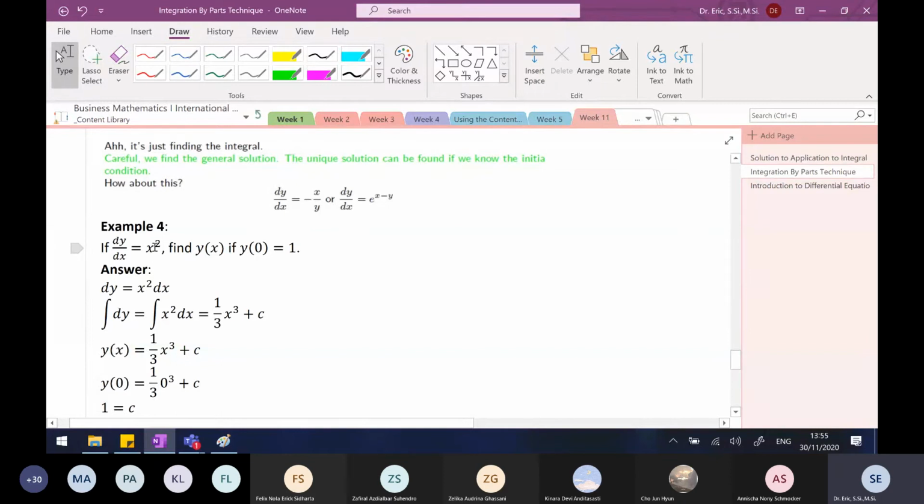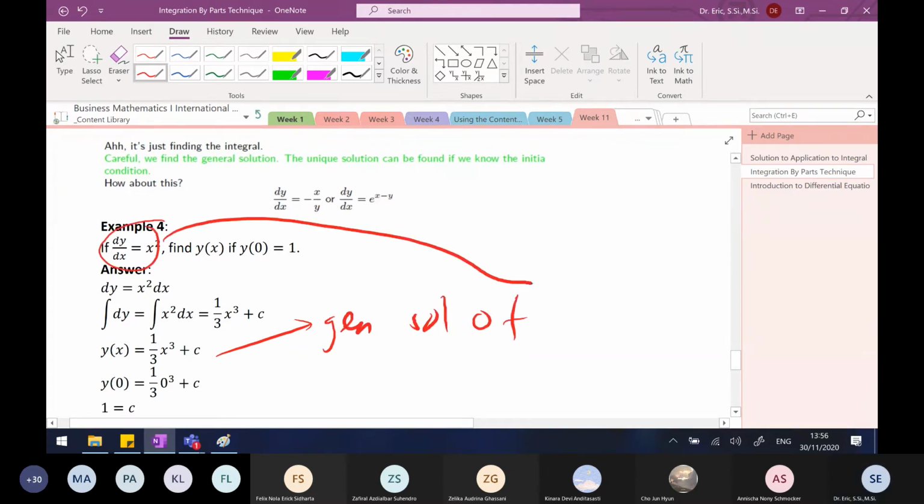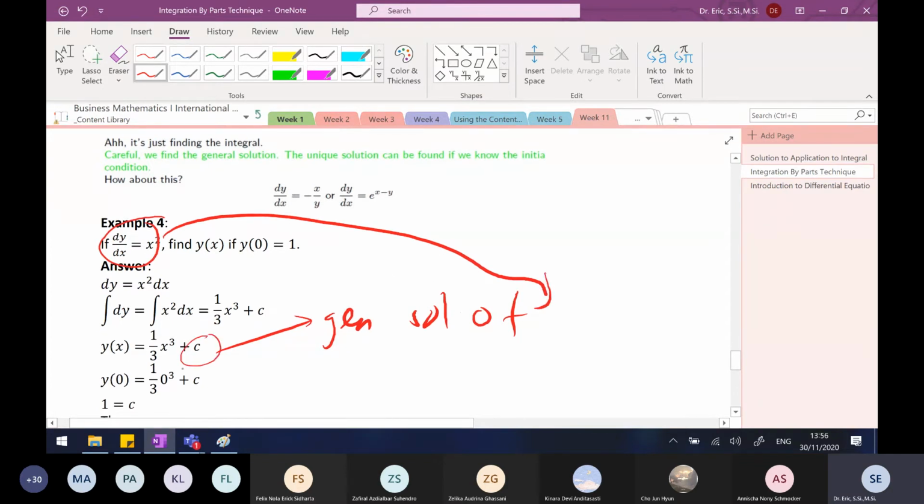So dy/dx equals x squared, and we know that y(0) equals 1. Find what is y(x). Answer: dy equals x squared dx. I just multiply it to the right hand side, and I can integrate both sides. The integral of dy is y, don't forget it's a function of x. The integral of x squared is 1/3 x cubed plus a constant. So you have this as the general solution. Don't forget it involves the constant.